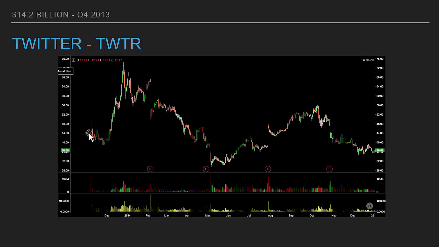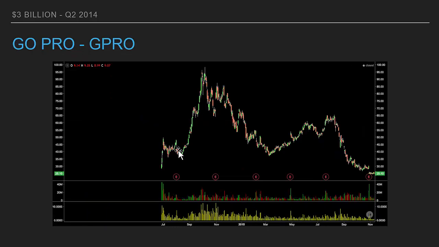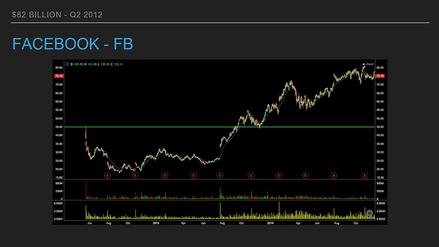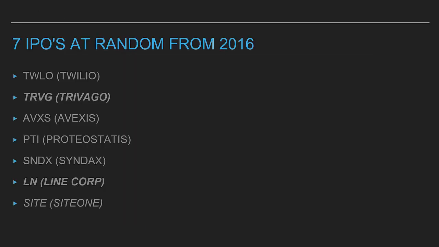You look at Twitter, almost identical. Consolidation before a rip higher. Alibaba, GoPro, consolidation before a second leg higher. Fitbit not so much, but you still got that blast up. Facebook was a different story altogether. It was genuinely overpriced. And Zynga, again, little consolidation before a rip higher. So there's something to be said about both of those strategies.